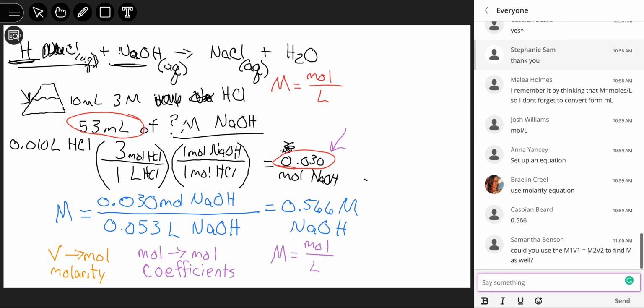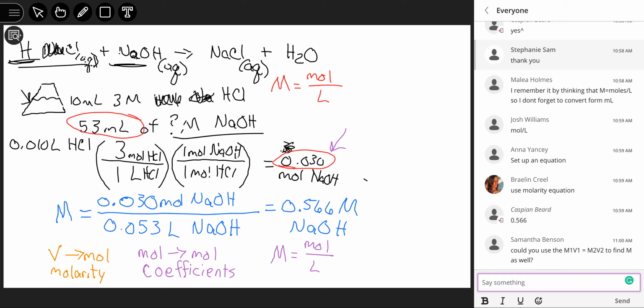You could also go moles to volume as well if you had molarity. In this case, you could use M1V1 equals M2V2, and that's because everything is in a 1-to-1 ratio. When it's no longer in a 1-to-1 ratio, you can't use it anymore. Now, in this case, we have a monoprotic acid, meaning mono meaning one, protic meaning proton. So HCl has one H and one Cl. So in this case, since we have sodium hydroxide, everything's gonna be 1-to-1.